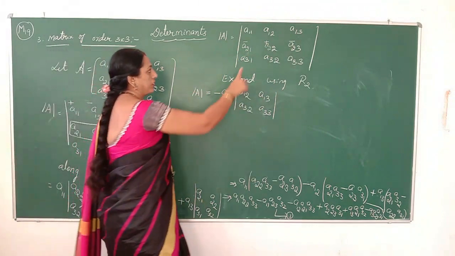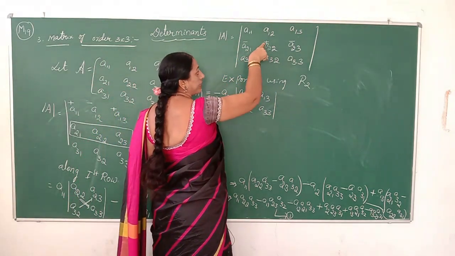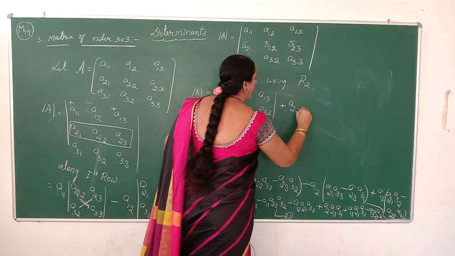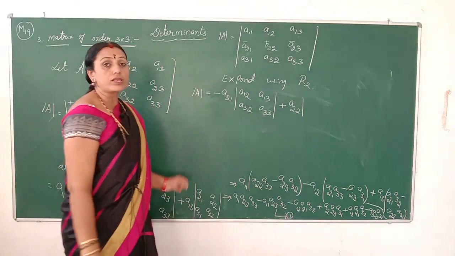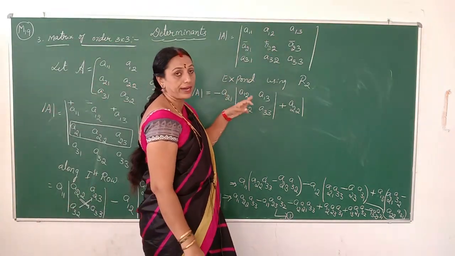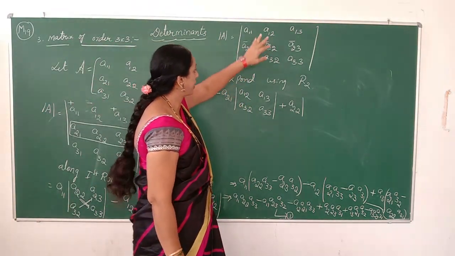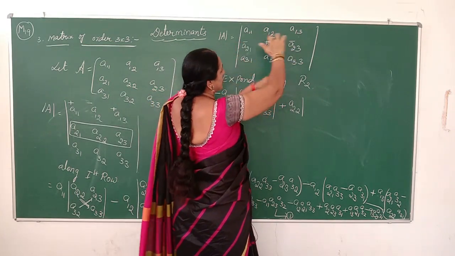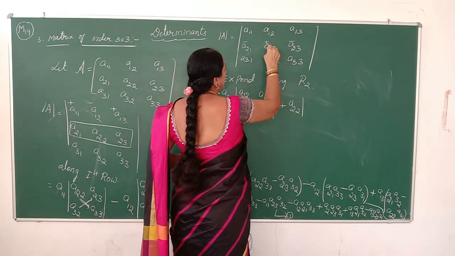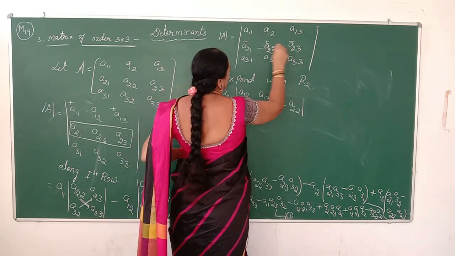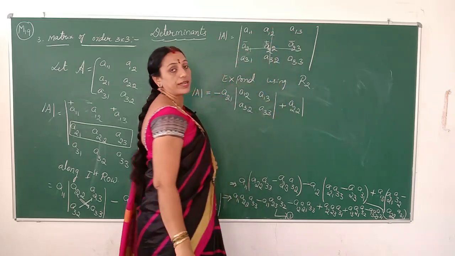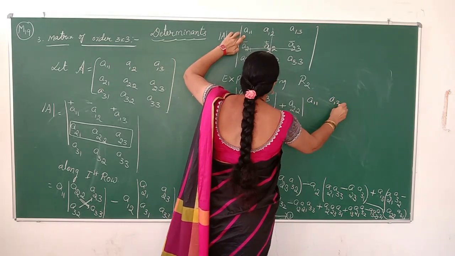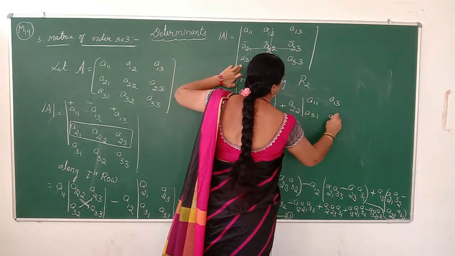Similarly, the second element is A22. It gets multiplied by plus, that is plus A22 of. A22 is an element of the second row, second column. Again these elements get neglected, the elements of the second row and second column. So what are the remaining? The remaining are A11, A13, A31, A33.